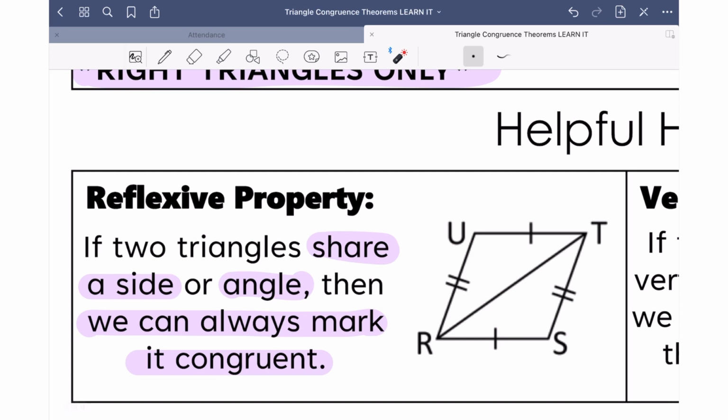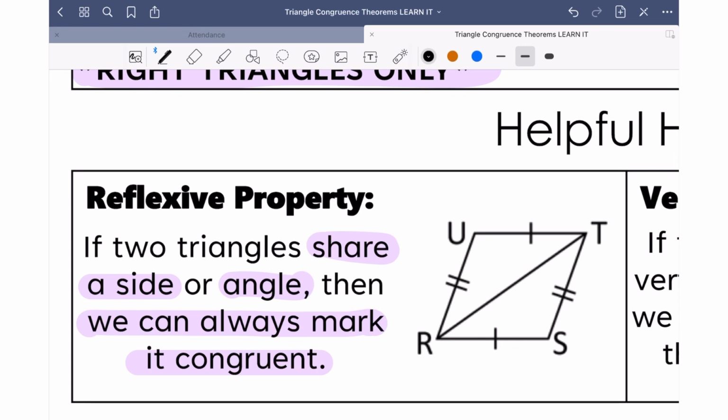Because these two triangles are stuck together. Which side are they sharing? Right here. What side is that? You can either name it segment RT or TR, but that is the side that they're sharing.